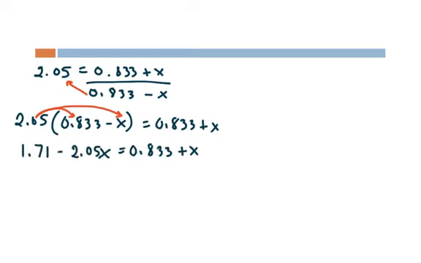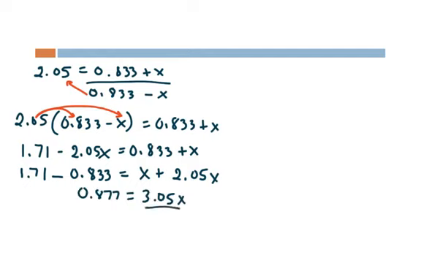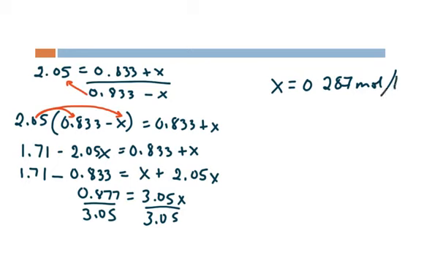So here we've multiplied things out, and now we're going to do a little bit of rearranging. So 1.71, we'll keep the numbers on the left just to keep them positive, and we'll keep the x's on the right to keep them positive. And then we'll solve on both sides. And last step, we want to divide by 3.05 to get x by itself. So x is equal to 0.287 moles per liter.